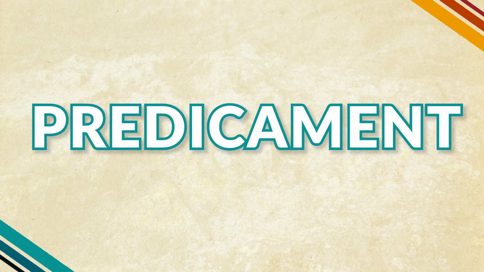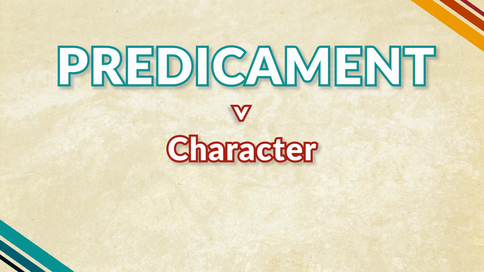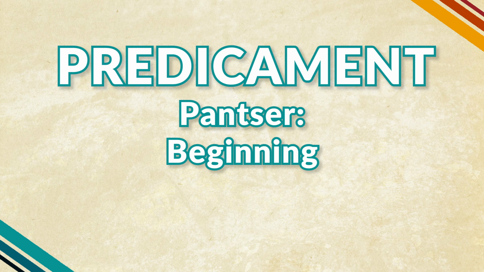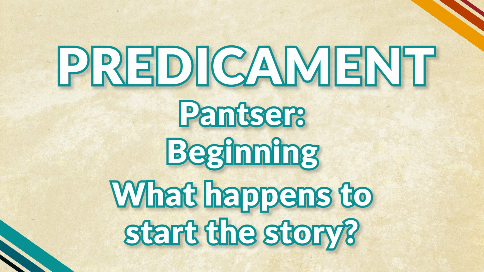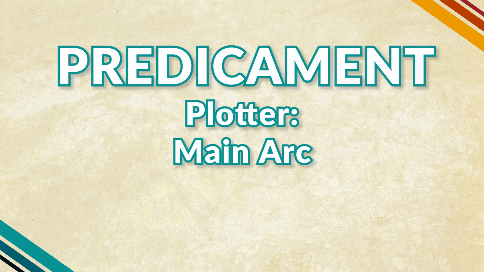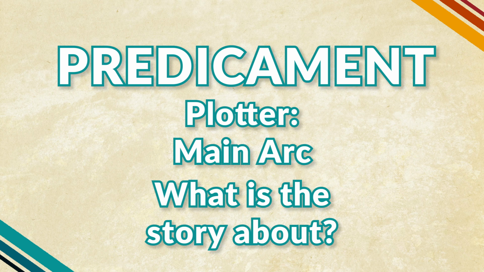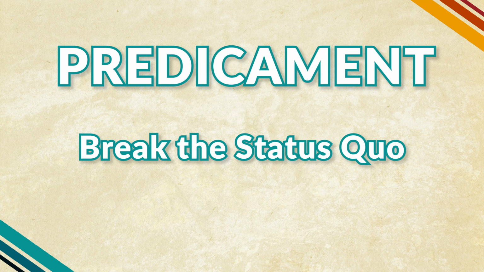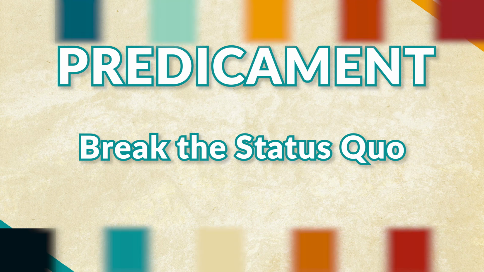Finally, the predicament is what happens to the character in the place. If you're a pantser, then this predicament should probably occur at the beginning of the book. What happens to the character that kicks off the action? If you're a plotter, it should probably be the overarching conflict of the entire story. In either case, the predicament should break the status quo of the main character's life. These three things are tied together and each depend on the character's want. The backstory and the setting should match it.